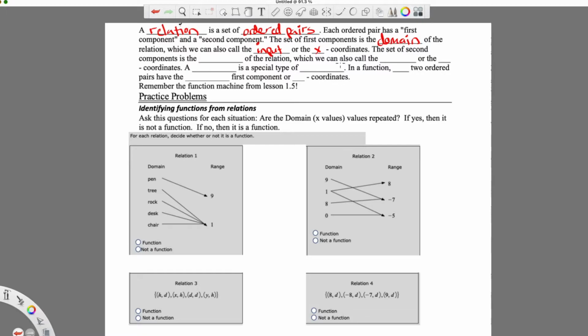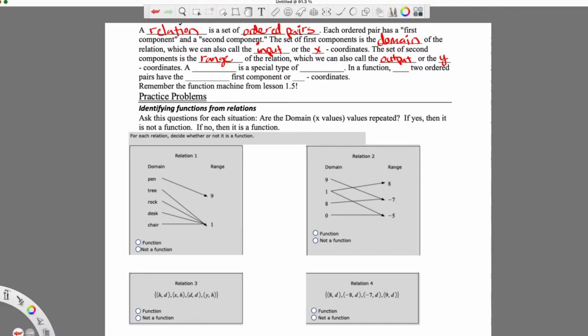The second component is the range of the relation, which we can also call the output. So this is the answer. When we have an equation and we put a value in for x, and we figure out what that side equals, that's going to be our output, or it's our y values, or y coordinates. So this is a relation. We just have an ordered pair. There really isn't any true relationship necessarily between the points. They can kind of be somewhat random, but they definitely are in an ordered pair.